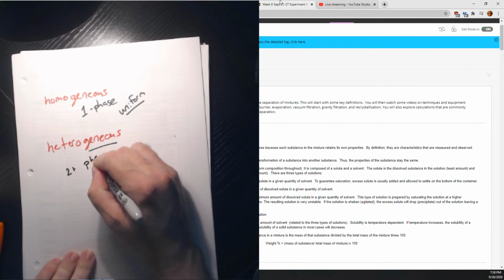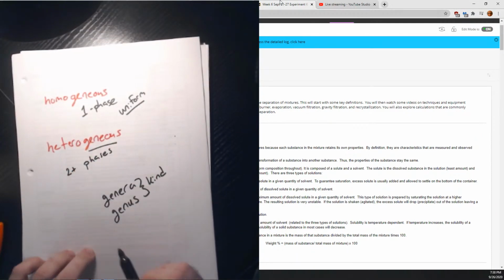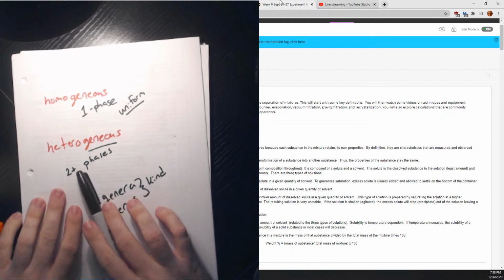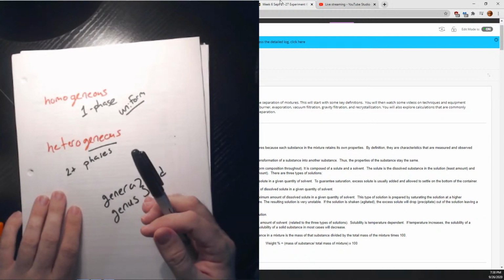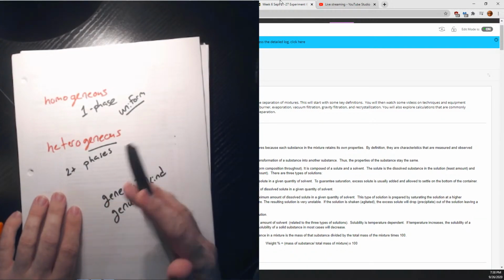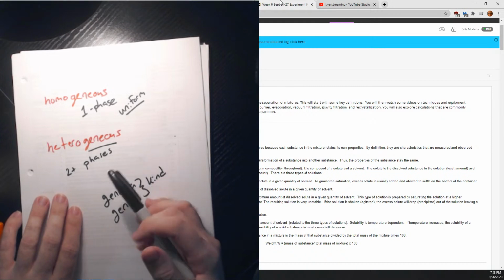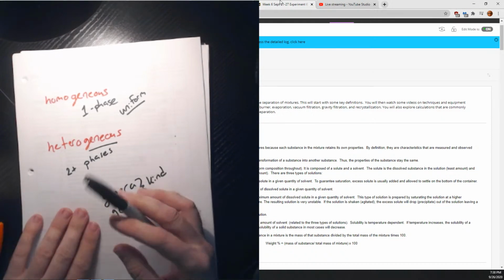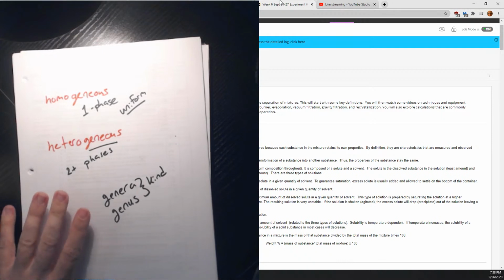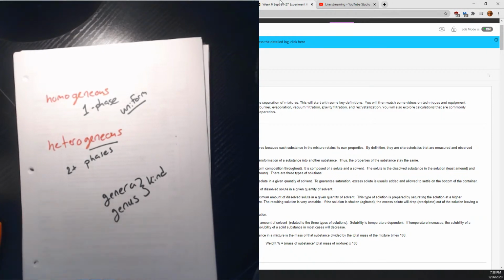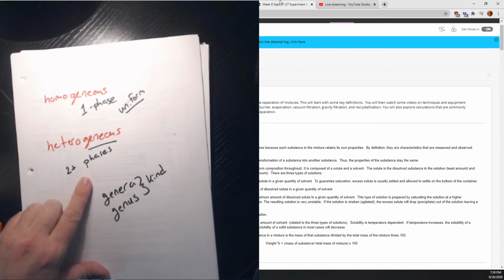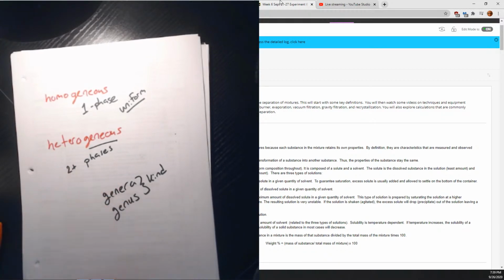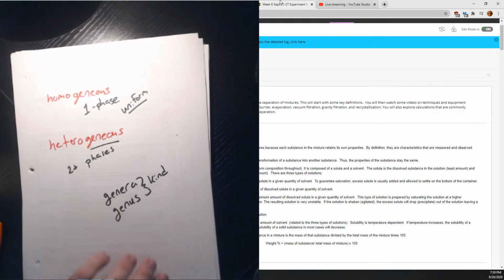It has two or more phases. So you can distinguish one part of a heterogeneous mixture from another part. A salad is a heterogeneous mixture. Orange juice with pulp is a heterogeneous mixture. Chocolate chip ice cream. These are all things where you can point to one portion of the mixture and say, this is different from that. So this has uniform physical properties throughout the mixture. This has discontinuous physical properties. One part of the mixture looks different from another, behaves differently from another.